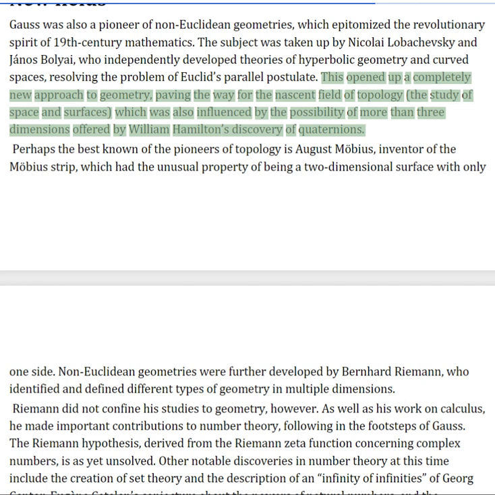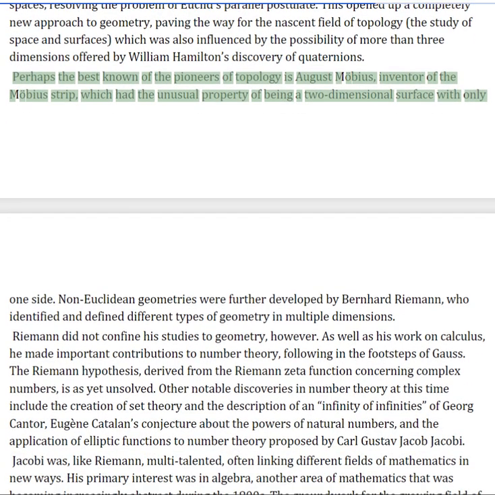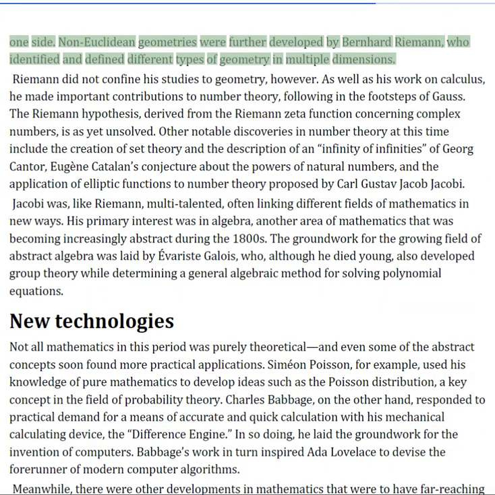also influenced by the possibility of more than 3 dimensions offered by William Hamilton's discovery of quaternions. Perhaps the best known of the pioneers of topology is August Möbius, inventor of the Möbius strip, which had the unusual property of being a 2-dimensional surface with only one side.